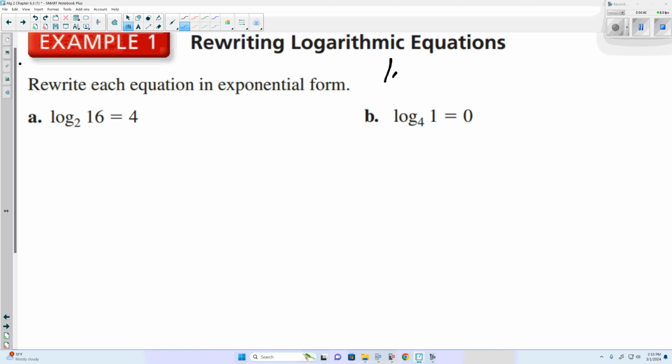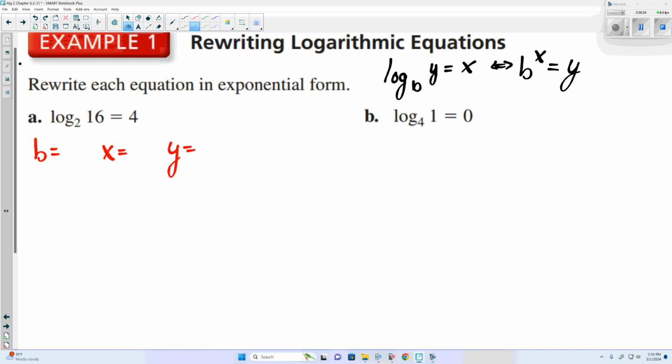But before we get anywhere to this, we're going to just focus on rewriting these logarithmic equations in exponential form. And again, log base b of y equals x if and only if b to the x is equal to y. We're switching from one to the other. Now, we're not going to have to do this every single time, but I do think it'll be helpful on these first few. B, X, and Y. We're going to state what these are.